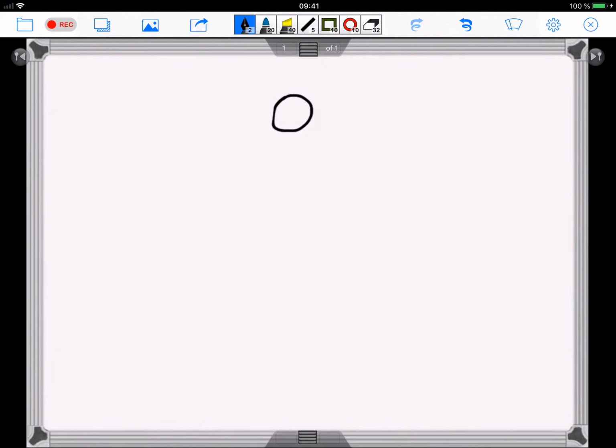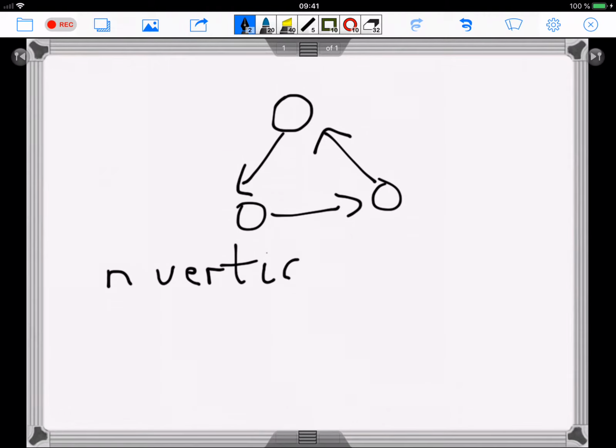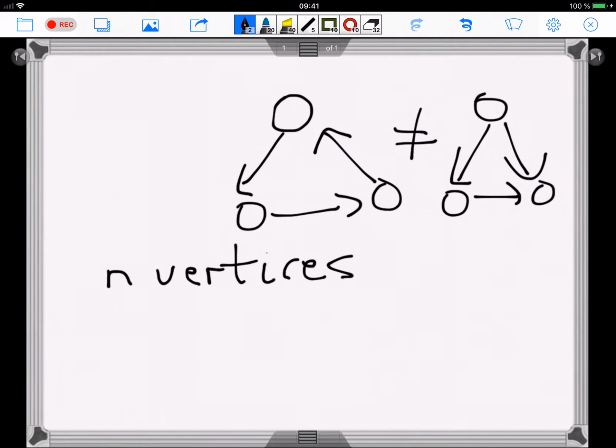For instance, let's draw a tournament of 3 vertices. Okay, so if we are given a tournament of n vertices, of course that's the number of vertices. And if we know the number of vertices, we may not know all the different connections, because we can have something different for the same number of vertices. For instance, these two graphs are not equal. They are both tournaments of 3 vertices, but they are not equal. But we know the number of edges.